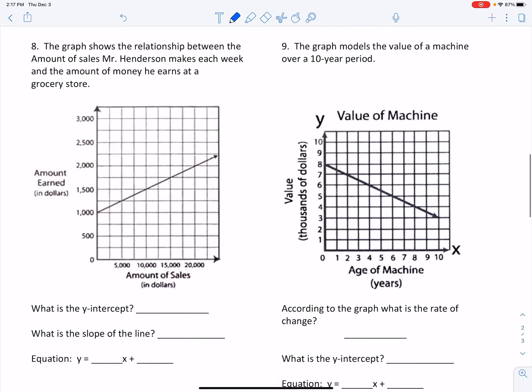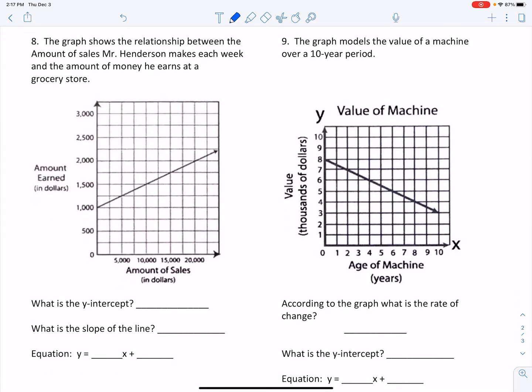Now, for numbers 8 and 9, I'm asking you to do the same exact thing, but in a situation. So this is where we're really dealing with that rate of change. The graph shows the relationship between the amount of sales Mr. Henderson makes each week and the amount of money he earns at the grocery store.